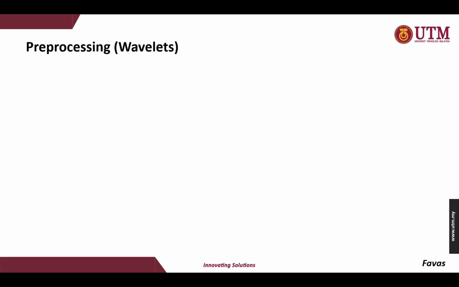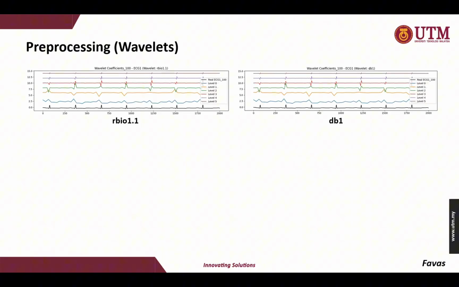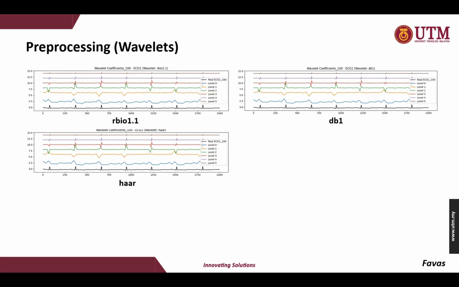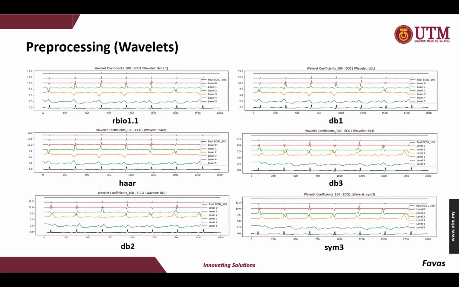Next, we have some figures which show different wavelets used for ECG signal processing. Each represents a unique waveform. RBIO 1.1 and DB1 handle smooth and abrupt changes. HAAR detects edges, DB3 and DB2 provide detailed extraction, and SYM3 helps preserve the ECG's morphology.